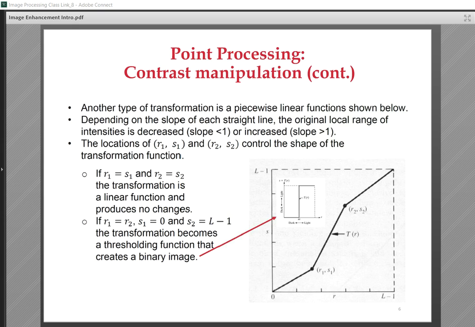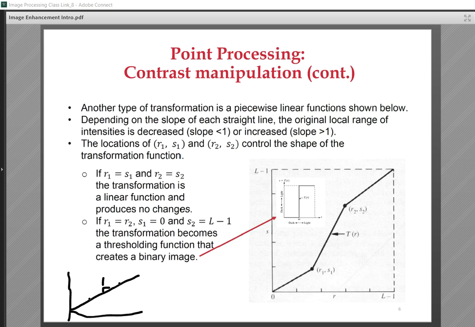Another type of transformation is a piecewise linear function, shown below. Depending on the slope of each straight line, this is slope 1, slope 2, slope 3. Depending on each slope, the original local range of intensities or gray levels is decreased when a slope is smaller than 1, or increased when a slope is more than 1. A slope is small, intensity is decreased. A slope is high, intensity is increased.